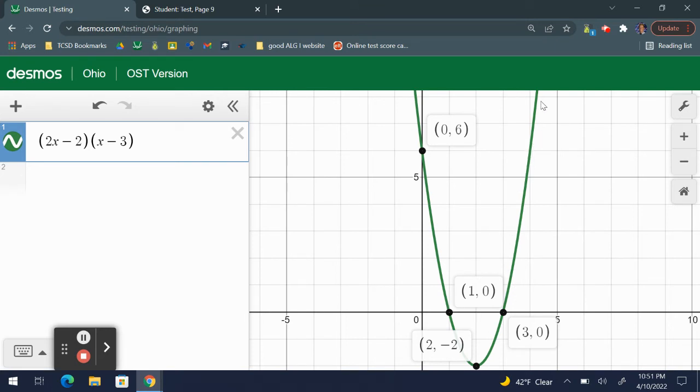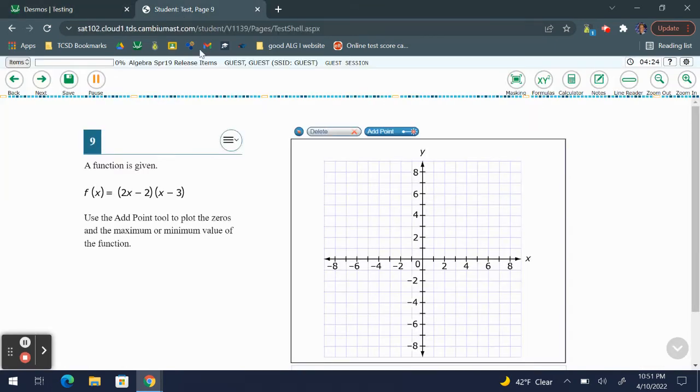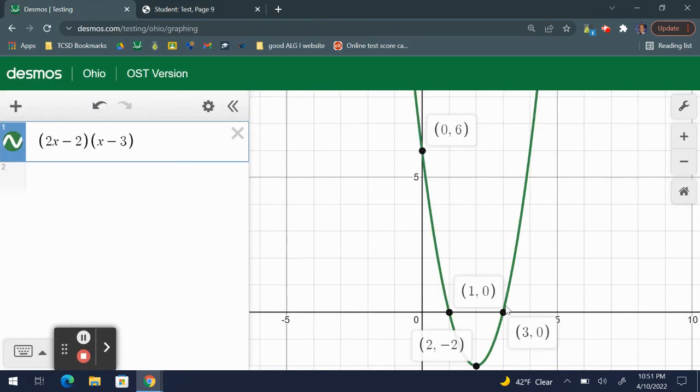All right. So here's the deal. It wants us to do what? It says use the add point button right here, right? Add point to plot the zeros and the maximum or minimum value of the function. So all I have to do is copy this graph. I don't need the y-intercept. I need these 3 points here. This is why I love Desmos. This is why we're trying to tell you that Desmos is indeed your best friend.